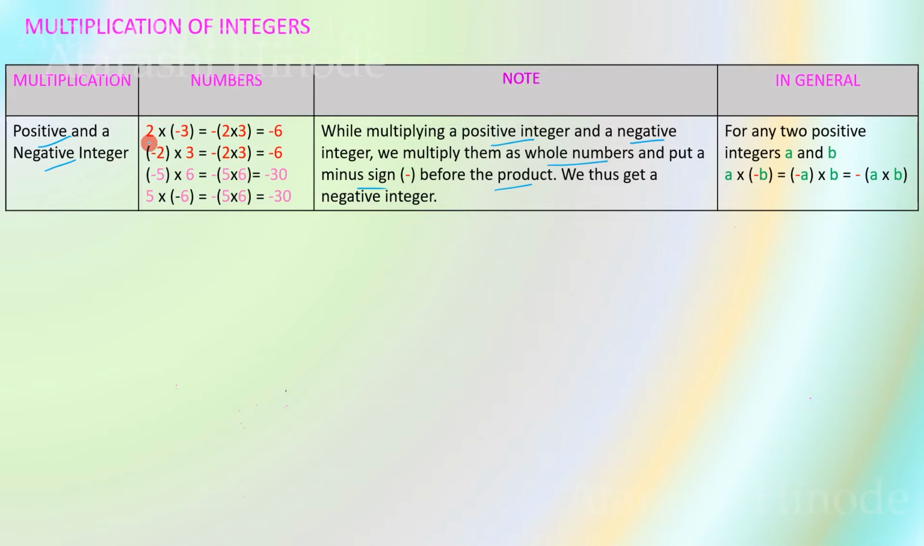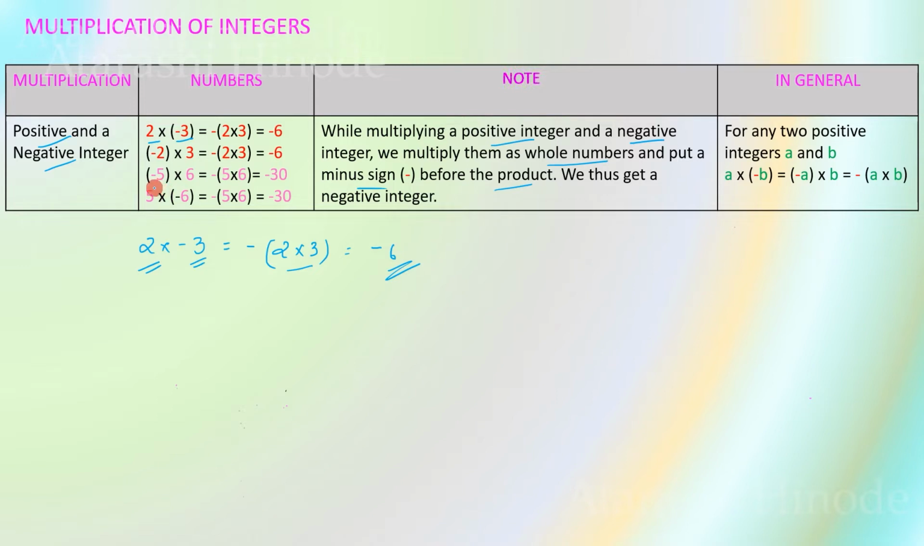Here, 2 into minus 3. This is positive and this is negative. So first we multiply them as whole numbers and put a minus sign here. That is equal to 2 into 3, 6. Then put a minus sign. We thus get a negative integer.